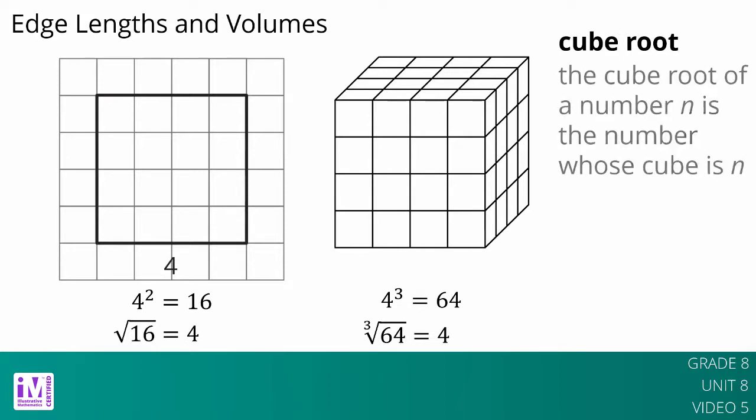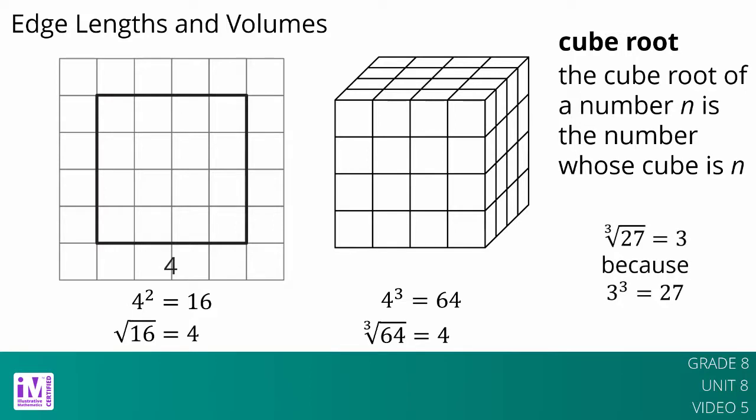We say that the cube root of a number n is the number whose cube is n. It is also the edge length of a cube with the volume of n. Here are some other values of cube roots. The cube root of 8 equals 2 because 2 cubed equals 8. The cube root of 27 equals 3 because 3 cubed equals 27. The cube root of 125 equals 5 because 5 cubed equals 125.